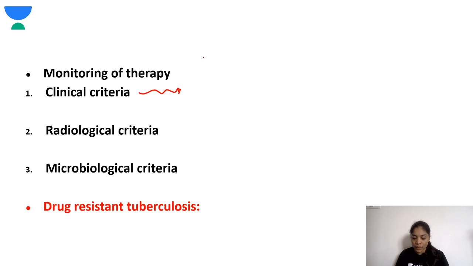So how do the symptoms improve? There is weight gain, and the chest findings also improve. There would have been a lot of crepitations, there could be bronchial breathing, and these chest findings will improve.